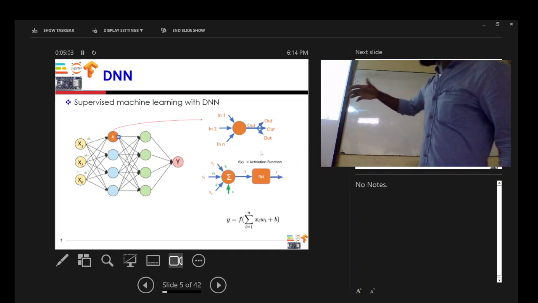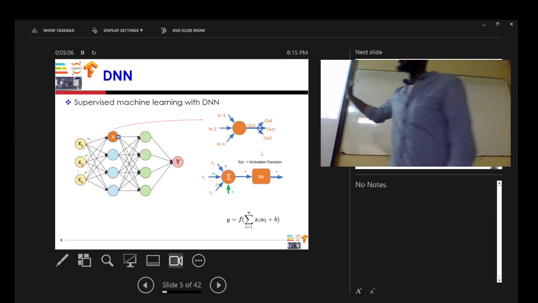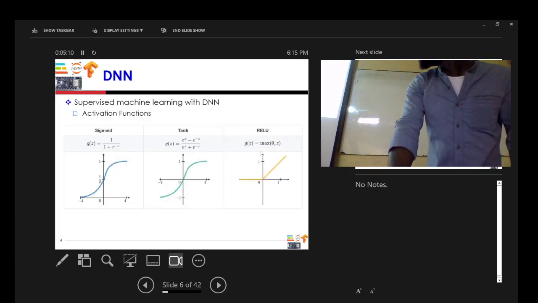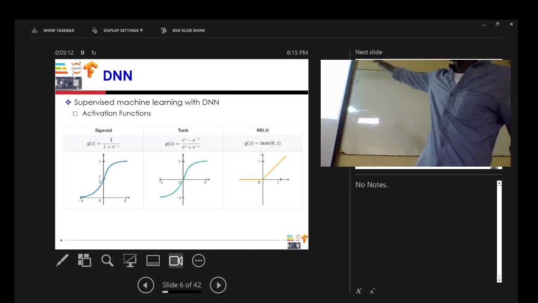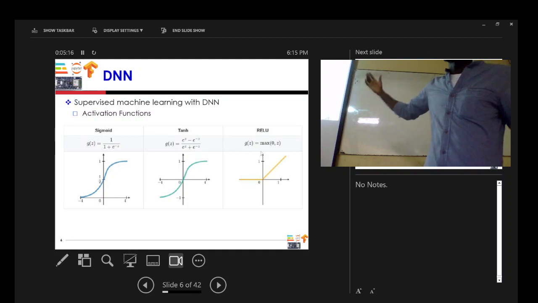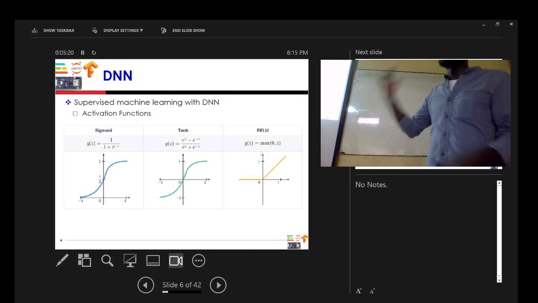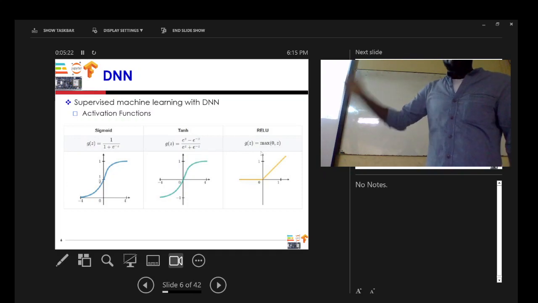Then we have activation functions. I've talked about this formula already, right? We've talked about the activation patterns, and the most important one is the ReLU. As I said, you give it the maximum of 0 and z. So if it's a negative number, it will take 0. If it's a positive number, it maintains the positive number, right?